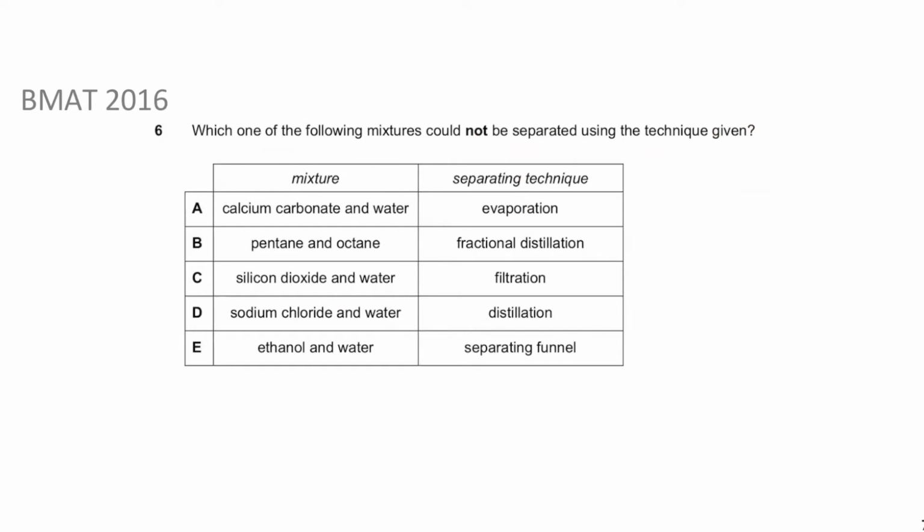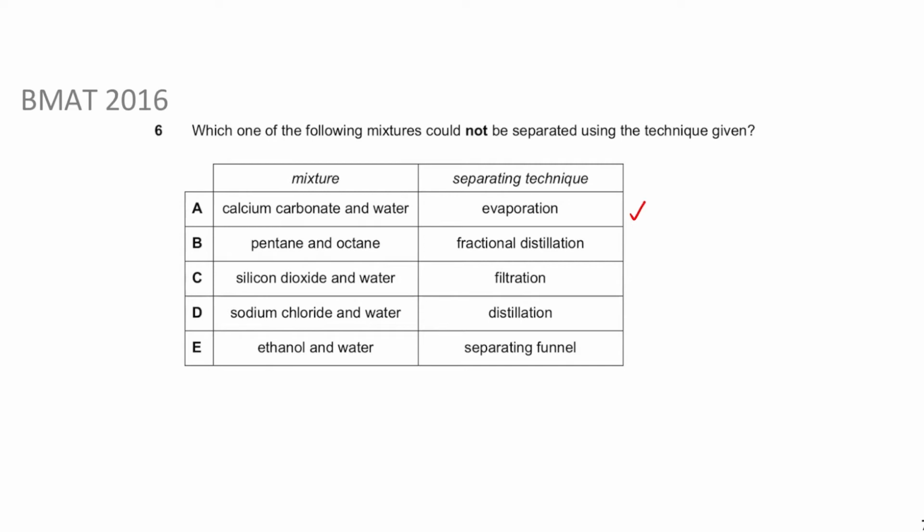So the first option, we have a mixture of calcium carbonate and water, and it's asking, can we separate this via evaporation? That's clearly possible, isn't it, guys? Because all we could do in this scenario is heat up the solution, the water would evaporate, and that separates it from the calcium carbonate. So that's possible. The second one, pentane and octane, fractional distillation.